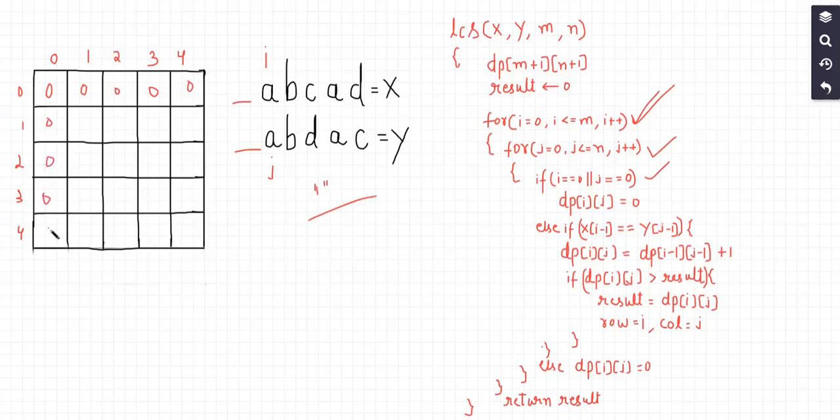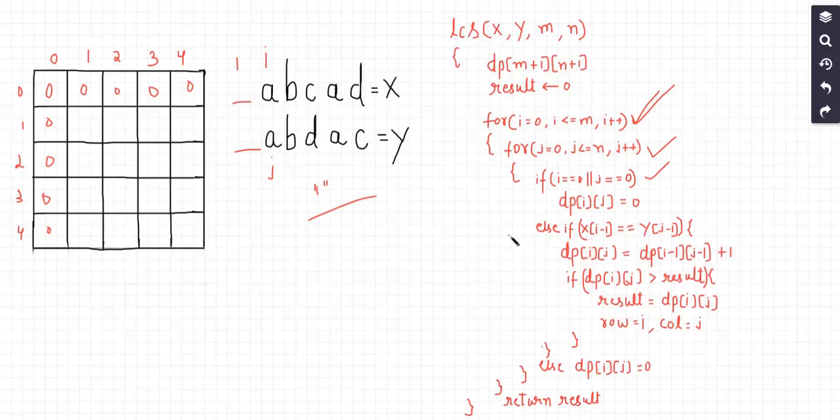Because if i is 0, we are standing here, then no matter what string we take in y, the LCS will always be 0. So that's how the first row and first column are initialized.